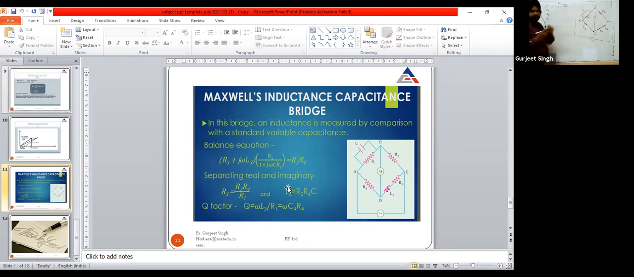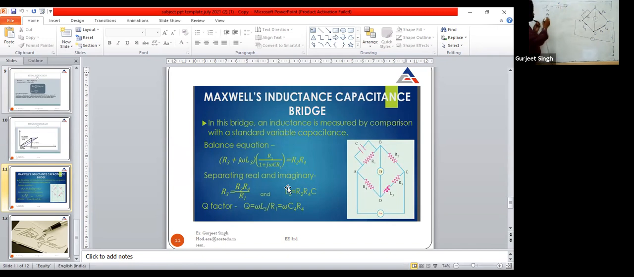Basically, for this capacitor, its resistance is denoted by the capacitive reactance, XC. So XC is denoted by 1 upon j omega C1. We will write it in this form, 1 upon j omega C1. So these two, C1 and R1, are in parallel. So we will write R1 upon 1 plus j omega C1 R1.